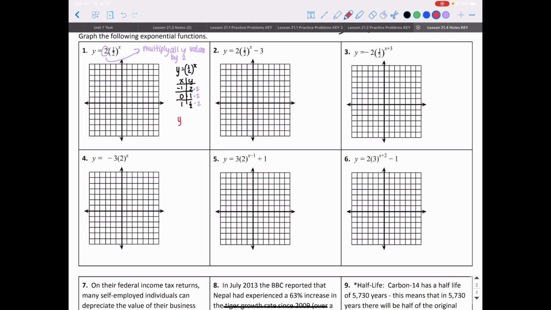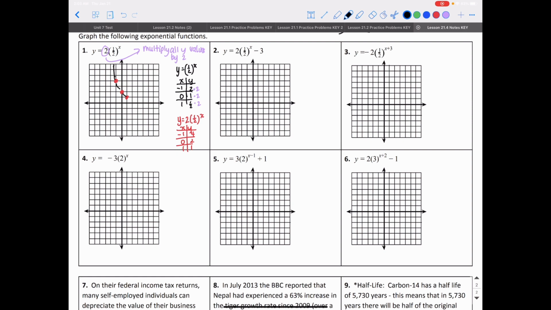My new function, which is y is equal to 2 times 1/2 to the x, which is what I want, is going to have -1, 0, and 1. But instead, my y values are going to be 4, 2, and 1 instead of 2, 1, and 1/2. And then I'm going to plot these points. So I have -1 and 4. I have 0 and 2, and I have 1, 1. And I'm going to connect these.